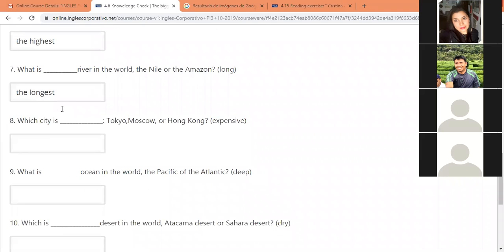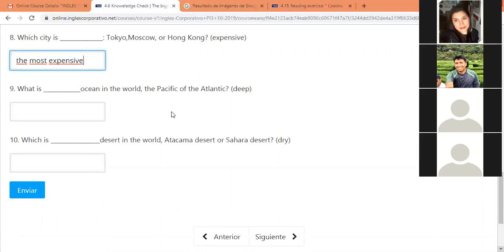Number 8. Which city is the most expensive? If you three, Tokyo, Moscow, and Hong Kong. Every three, you have to use this form. Okay, Sarah Sandoval. What is the deepest? What's the deepest ocean in the world? The deepest ocean. We have a good problem here.